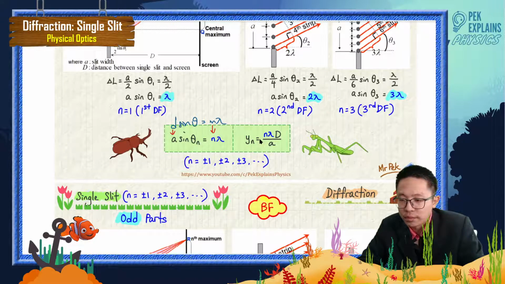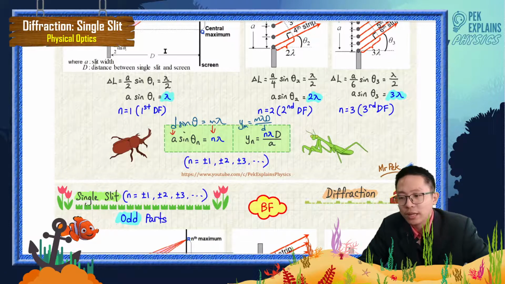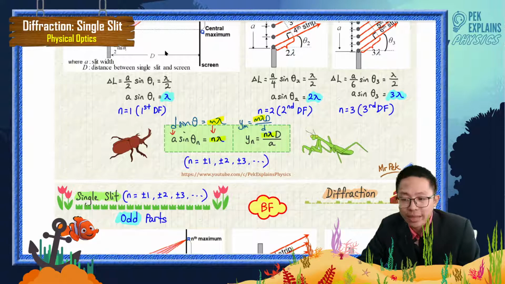Last time our formula is y_m equal to m lambda D over d, isn't it? Last time we used d, now we use a. Last time we used m, now we use n. So it's the same. As long as you see a sin theta equal to n lambda, the y also uses n lambda. Just the same as before. Last time d sin theta equal to m lambda, y also is m lambda. Now it's n lambda, so y also n lambda.